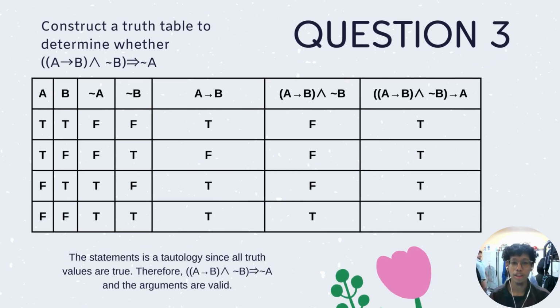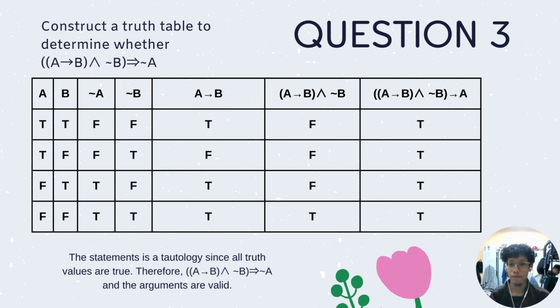So moving on to the last question, which is question 3. Construct a truth table to determine whether ((A implies B) and negation of B) implies negation of A. So the truth table will be A, B, negation of A, negation of B, A implies B, (A implies B) and negation of B, and the last one is ((A implies B) and negation of B) implies negation of A.